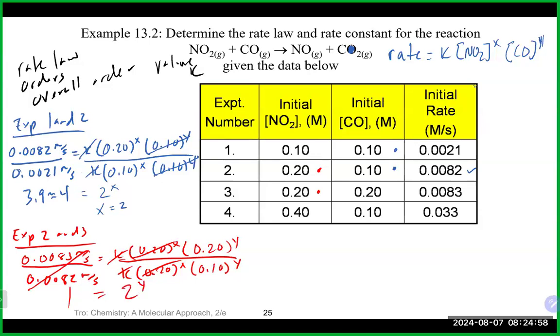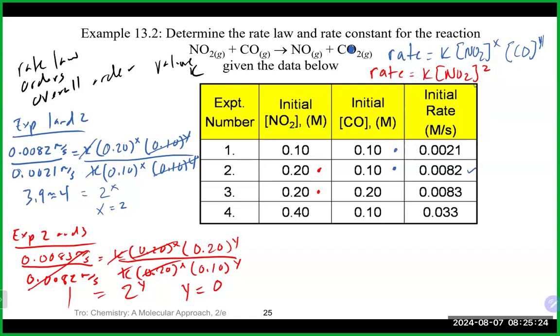A reminder, right, that if you take something to the 0 power, that is what's going to equal 1. And again, if you take the natural log of 1, you will get 0. And divided by natural log of 2 will give you 0 as well. So that is the orders for this reaction. That means that our completed rate law is the rate is equal to K times NO2 squared.